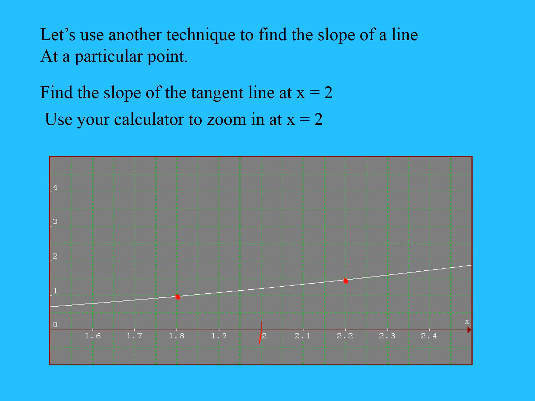Oh, it jumped on me. Let me move back. I chose this point, 1.8, and I wanted to be the same distance on the other side of 2, so I chose 2.2. So this point right here is 1.8, comma, and the associated y value there would be 4.